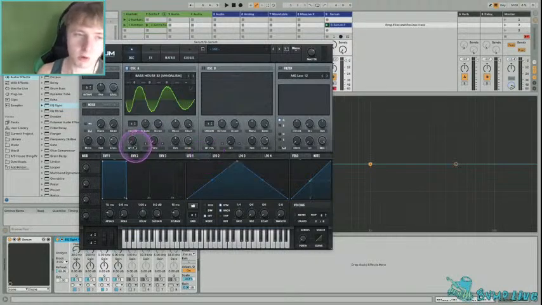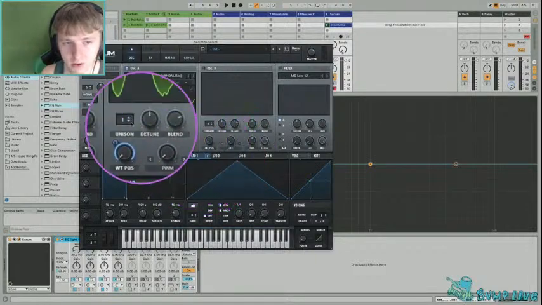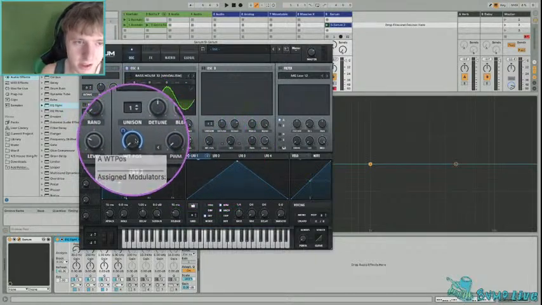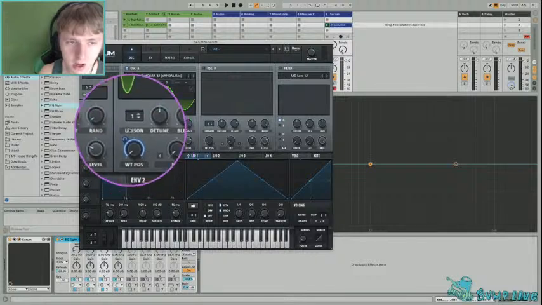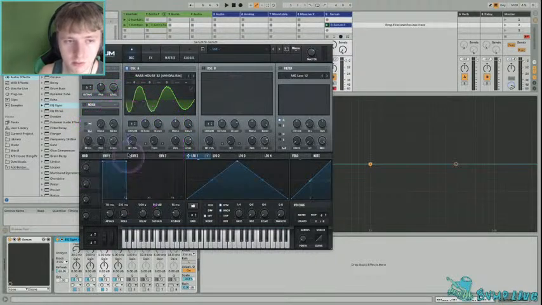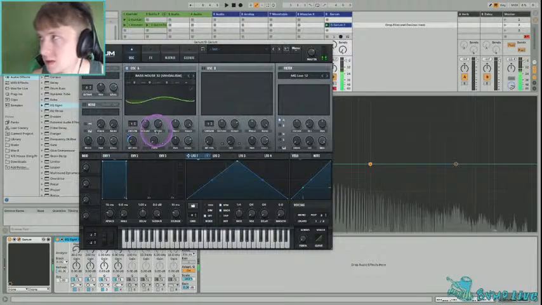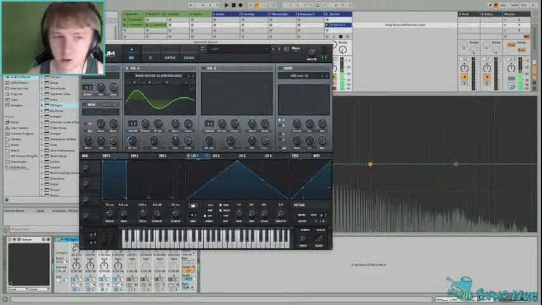So I'm going to change the wavetable position. I'm going to move LFO1 to wavetable position. And now you can see we have a blue bar on it, which means this LFO is going to control this knob by this amount. It's going to control it by the whole thing. I don't want it to control the whole thing, so I'm going to pull that back, about here. Then when we play, you can see the wavetable move, and you can hear what it does to the sound.